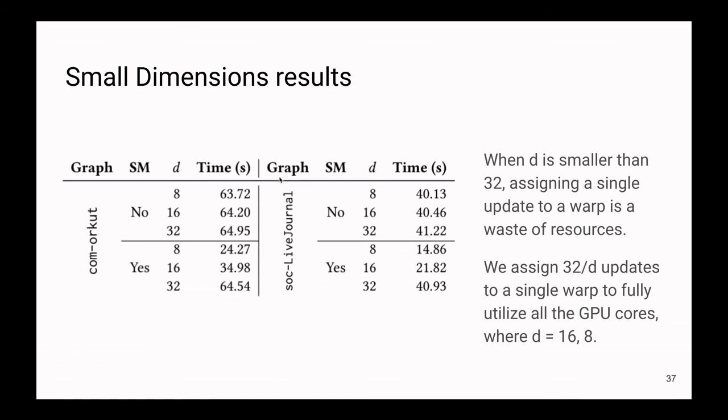As seen in the table, introducing a small dimensions optimization makes a difference. When d is smaller than 32, assigning a single update to a warp is a waste of resources, because 32 minus d number of threads will remain idle. Hence, we assign 32 divided by d updates to a single warp to fully utilize all the GPU cores.